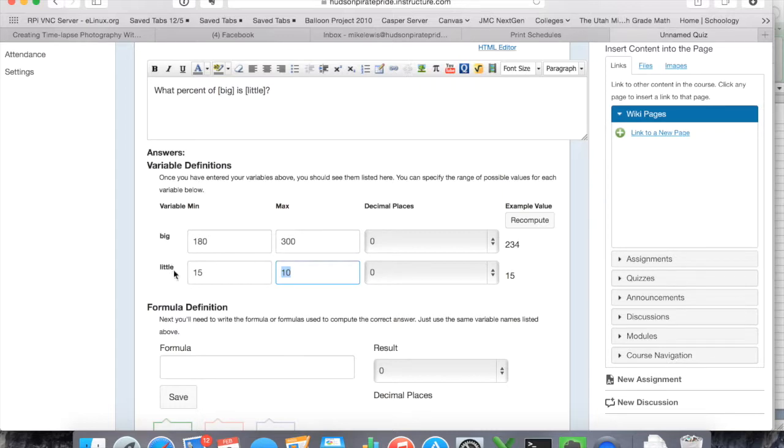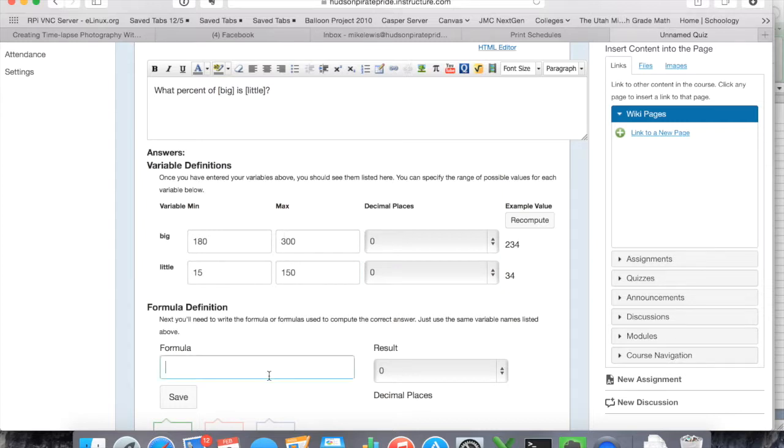And because this is the little, I don't want it to ever get bigger than the big. So I'll stay underneath 180. We'll say 150. That way, because it's between 115 and 150, it doesn't matter what number it chooses for the big, it'll still be smaller, so that's fine by me. And an example is 34. Okay, but now the important thing is Canvas needs to know, how do I know if the answer is correct?